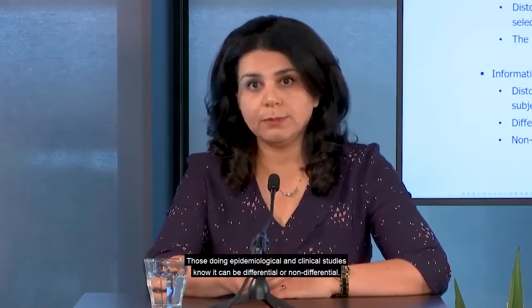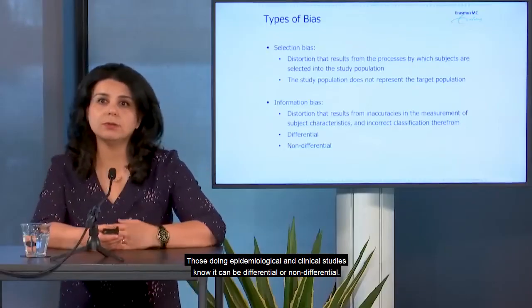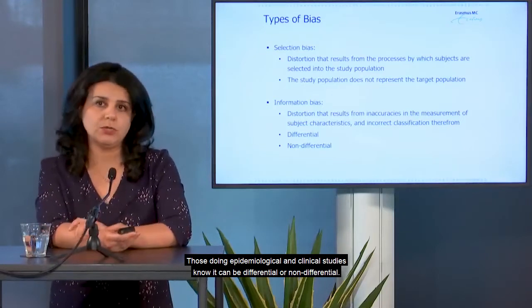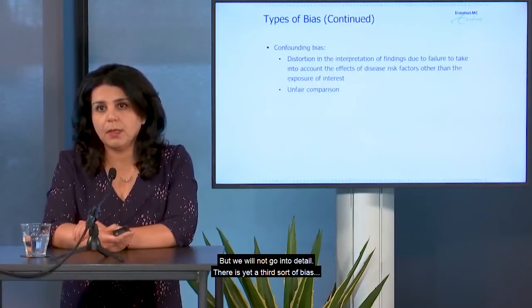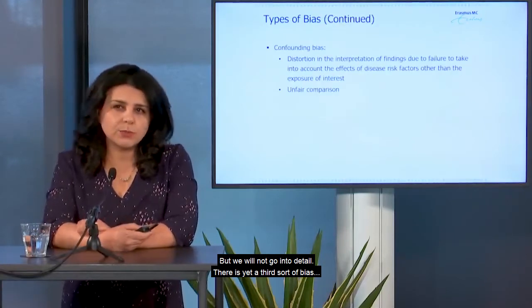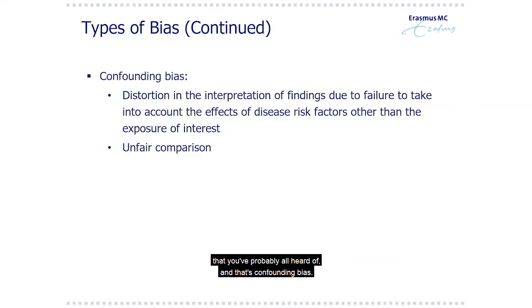Those of you that are doing epidemiological and clinical studies know that it can be differential or non-differential, but we will not go into detail in that. There is yet a third sort of bias that probably you all have heard about, and that's confounding bias. Confounding is the third sort of bias.